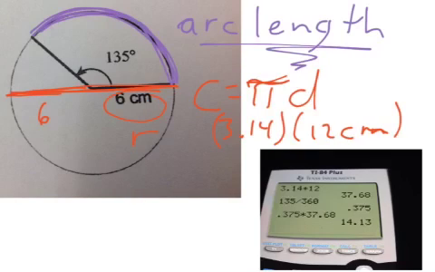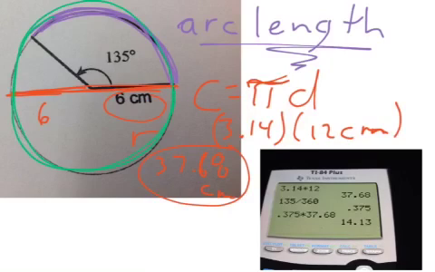Okay, so as you can see on my calculator screen, 3.14 times 12 is 37.68, in this case, centimeters, right? 37.68 centimeters. Now what? Well, that 37.68 is the whole circle. Follow the green, right? Do we want the whole distance around the circle? No. What we want is just the purple part of the circle, right?